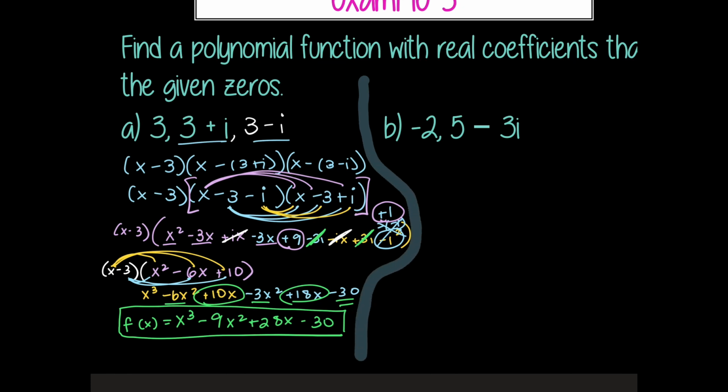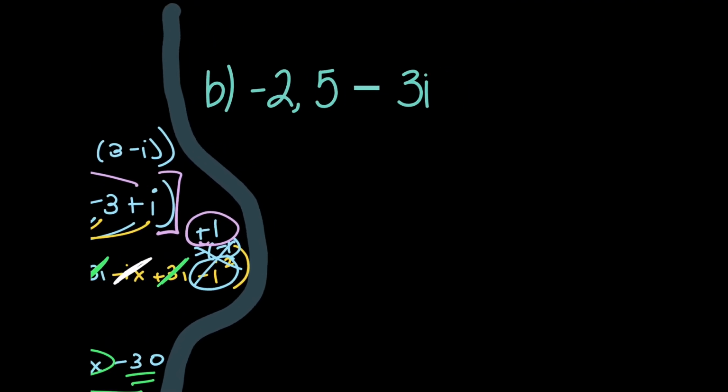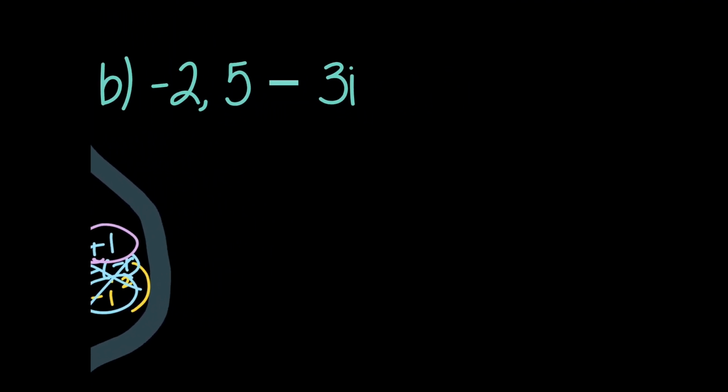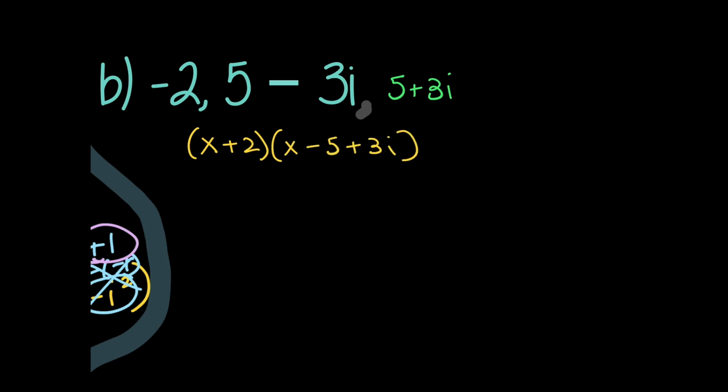Okay, we're going to do it one more time, and then we're going to stop here for today. So looking at B, if 5 minus 3i is a root, so is 5 plus 3i. I would do x minus a negative 2, so it becomes x plus 2. x minus 5 plus 3i. Remember, the negative changes both signs. x minus 5 minus 3i. Multiply out the second two polynomials first.